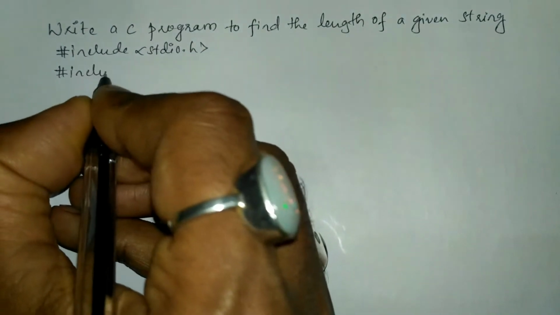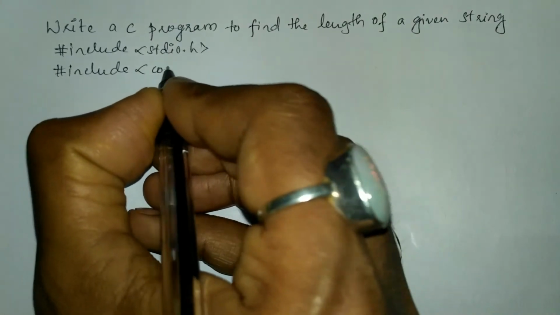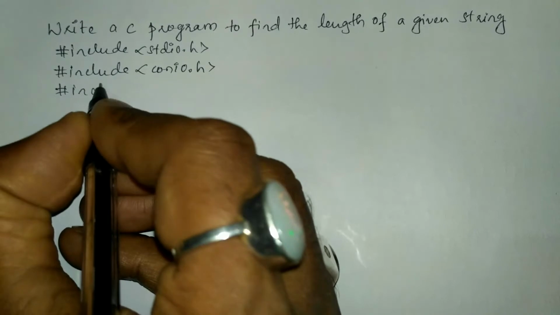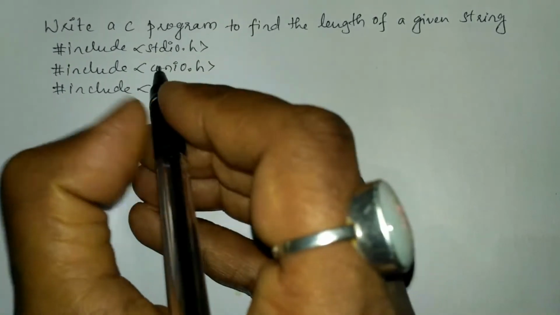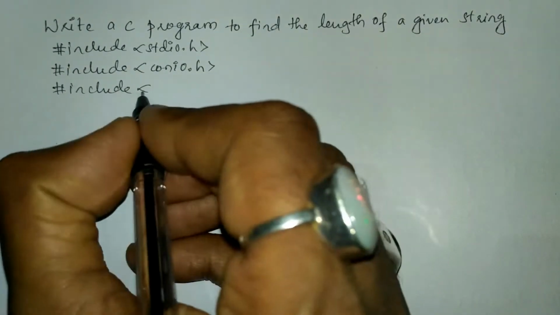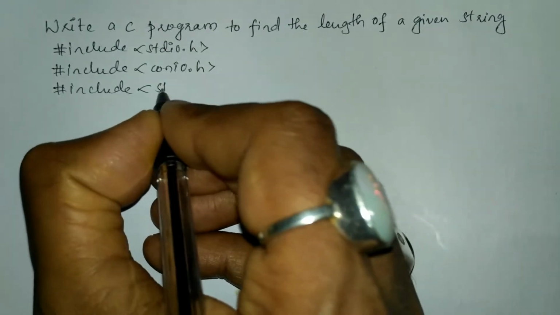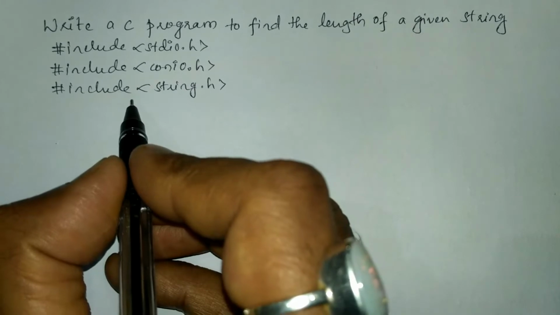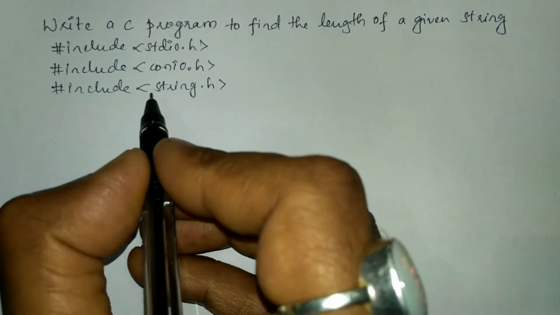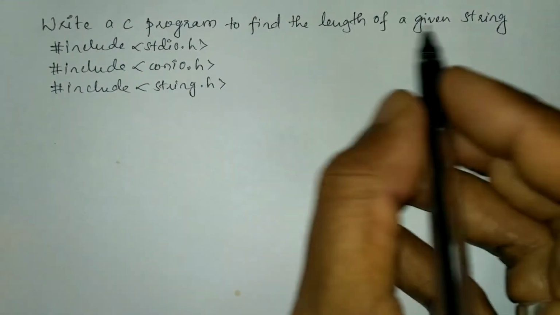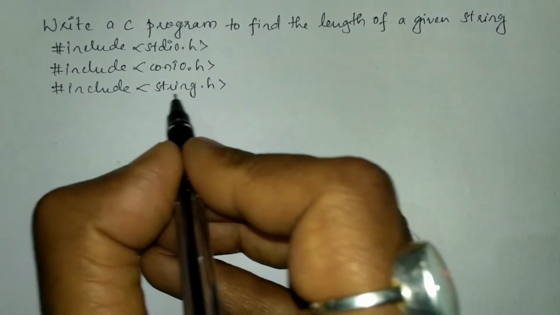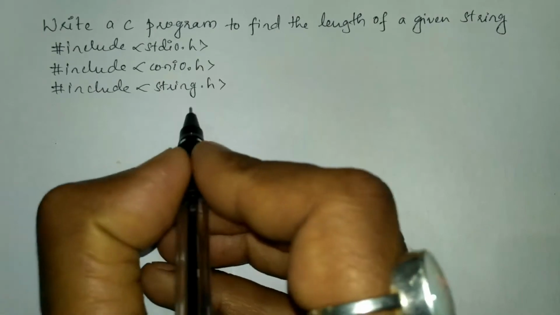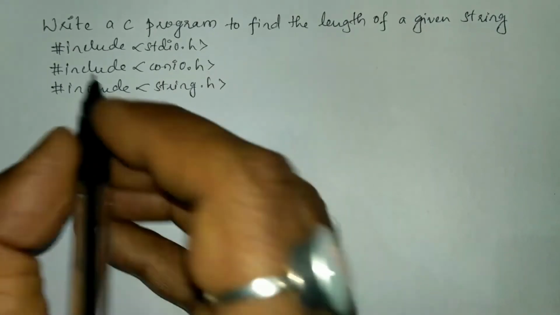The next preprocessor directive is hash include, in angular brace we'll write console input output .h header file, and the third preprocessor directive is hash include, in angular brace I'm going to write string.h header file, because here we are using a built-in function to find the length of the given string. So that inbuilt function is present in string.h header file. So that's the reason we have to include this particular header file.